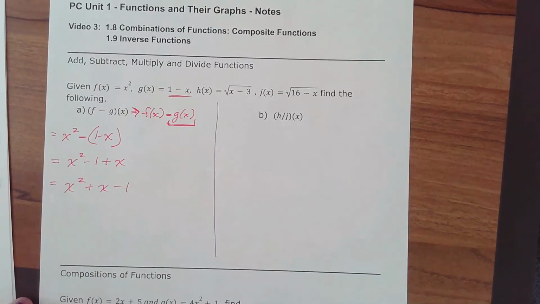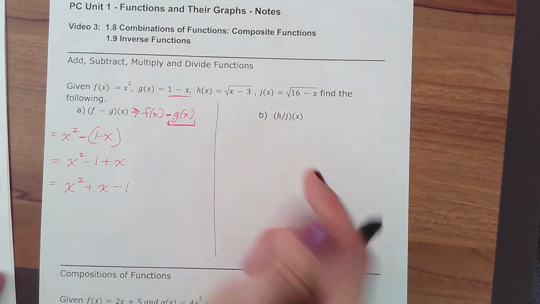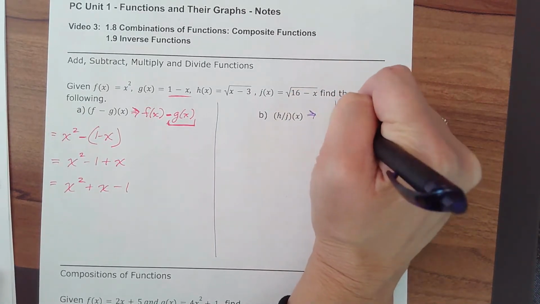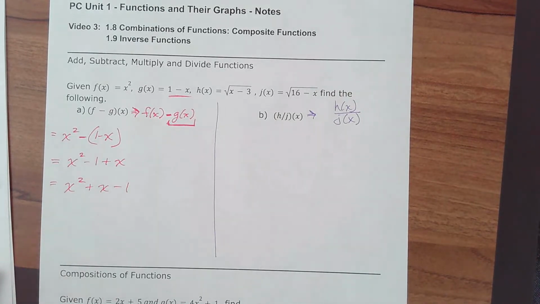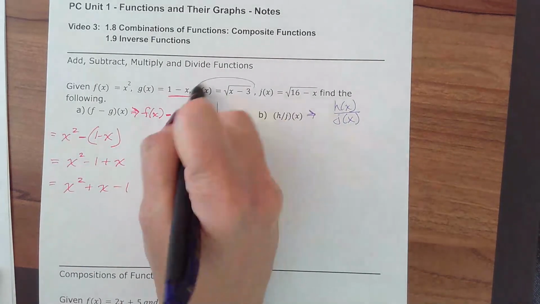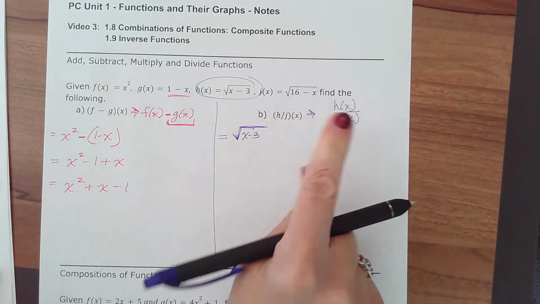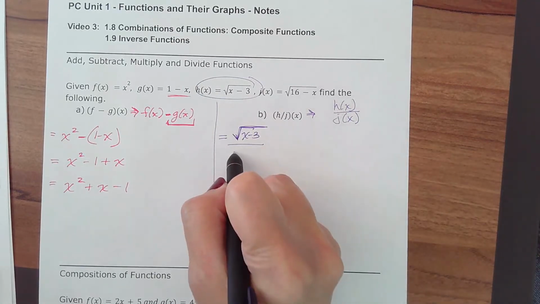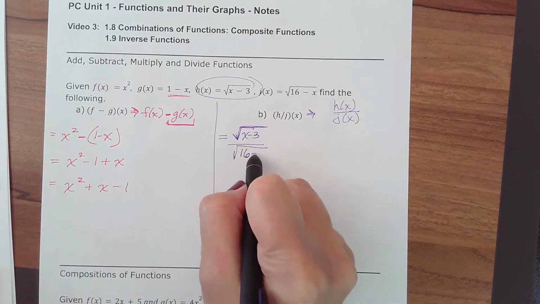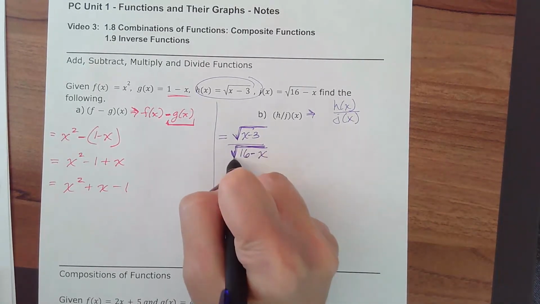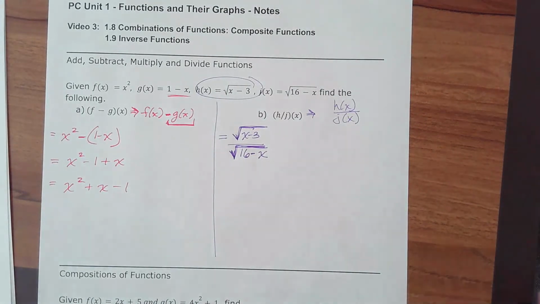So now let's do division. You'll see h over j of x. Again, remember that literally means you're taking your h of x equation and dividing it by your j of x equation. So h of x is this one here, the square root of x minus 3, and your j of x equation is the square root of 16 minus x. This is what your function looks like. It's a weird looking function, but nonetheless, it's still what we're asked to do.